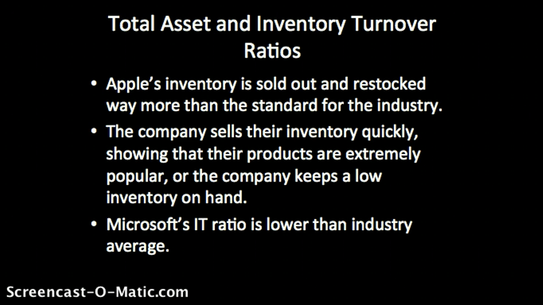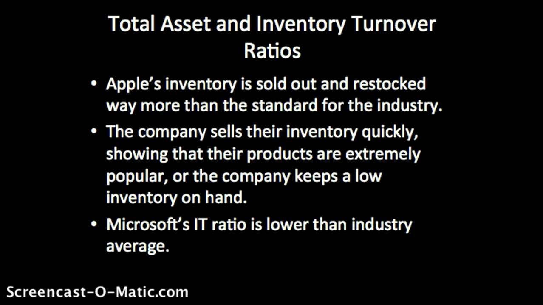Apple shows that their inventory is sold out and restocked way more than the standard for the industry. This shows that the company is holding very low levels of inventory and selling all of it quickly. Microsoft had inventory turnover ratios lower than industry average, showing that they may be holding inventory levels a little high and not selling inventory quickly enough.